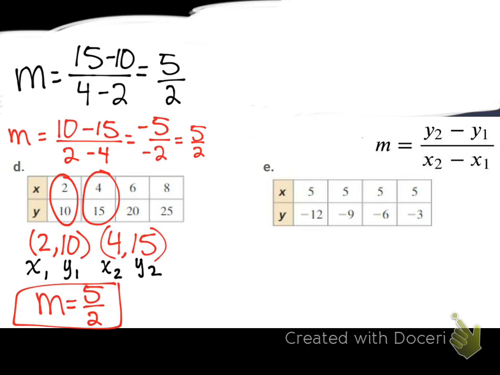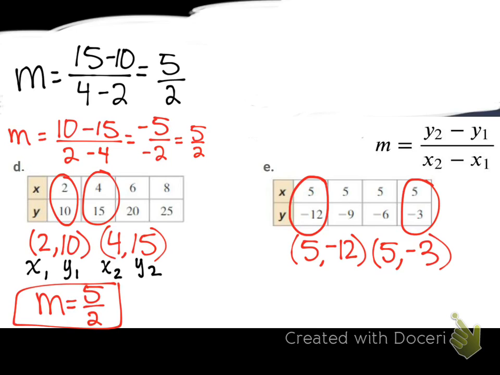What points are we using on letter E? 5, negative 12 and 5, negative 3. It doesn't matter to me, we just need 2 points. So if I were to write them out, 5, negative 12. The other one is 5, negative 3. We can write them as points. We were just writing them as coordinates just so that you can see it different ways.